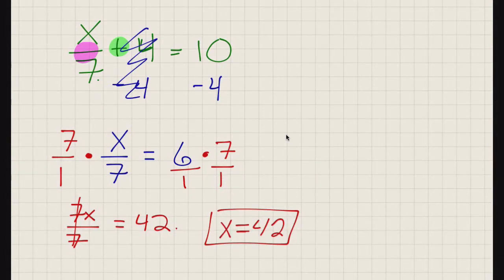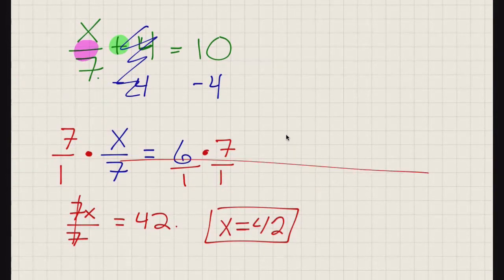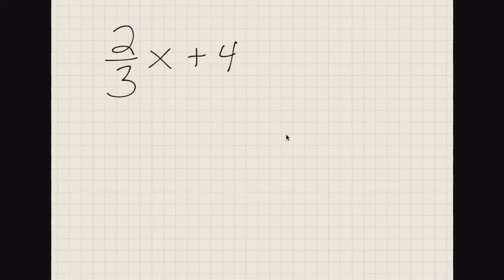Now, the next one, which is the tricky one: 2/3 x plus 4 equals 16. All right. You can't just do the opposite operation on this one. You've got to start thinking through some of how to solve this.